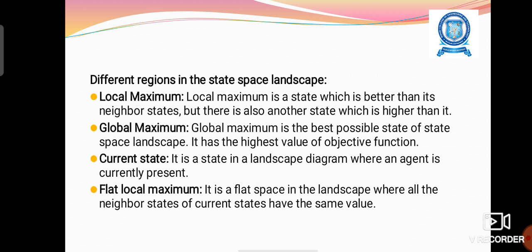Local maximum is the state which is better than its neighbor states, but there is also another state which is higher than it. Global maximum is the best possible state of the state space landscape. It is the highest value of the objective function. Current state is the state in a landscape diagram where an agent is currently present. Flat space is a landscape where all the neighbor states of the current state have the same value.